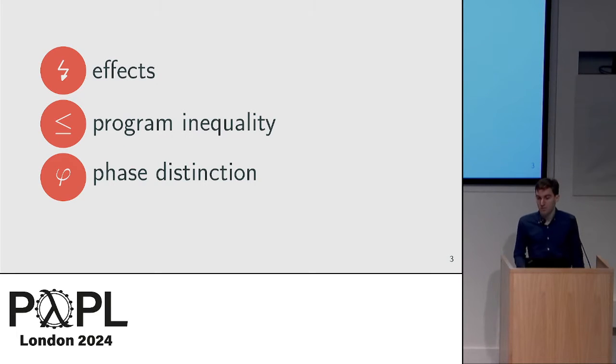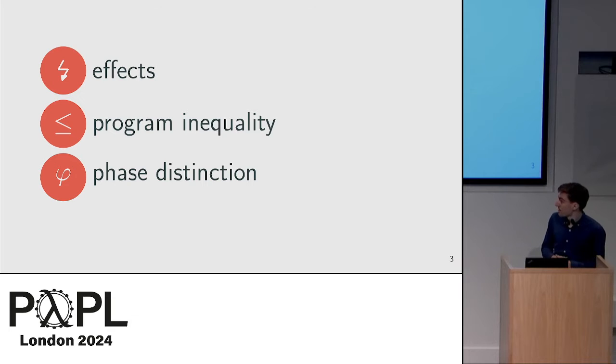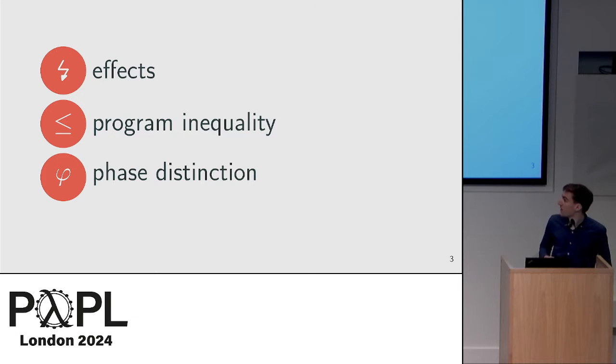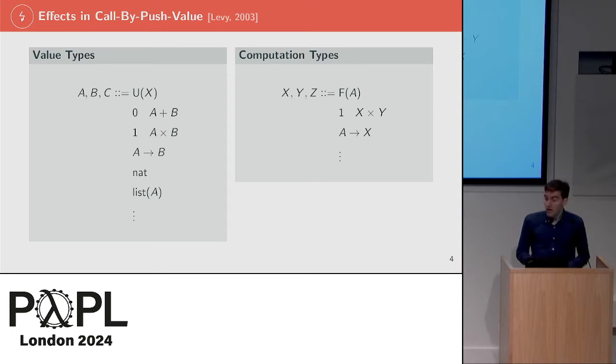There are three essential components. The first one is the use of effects. The second, which is new in Decalf, is this notion of judgmental program inequality. And then finally, we have a phase distinction, which is inherited from CAF, and we extend it to interact with the program inequality here. So first off, CAF builds on call by push value.